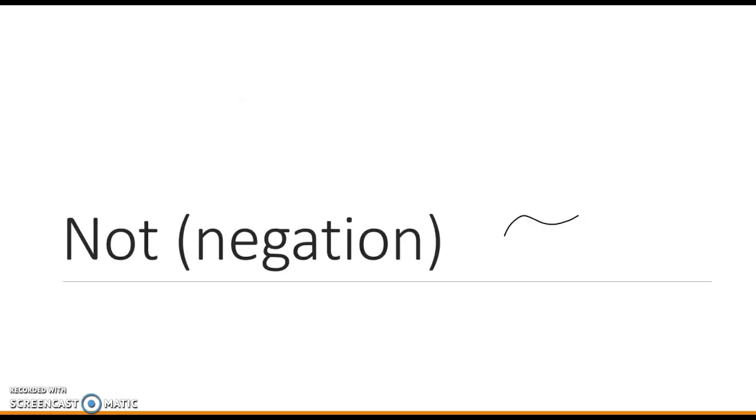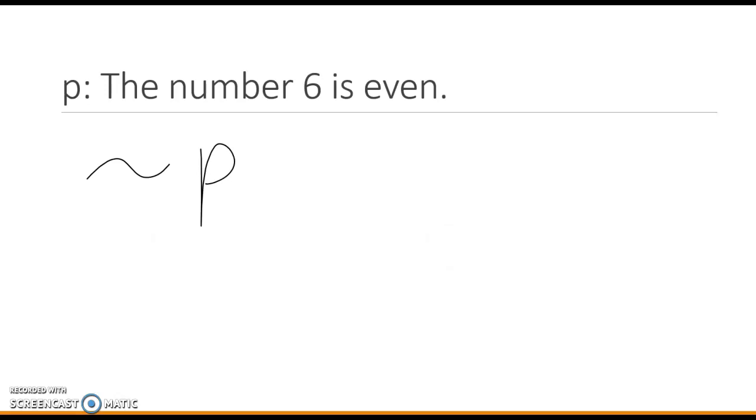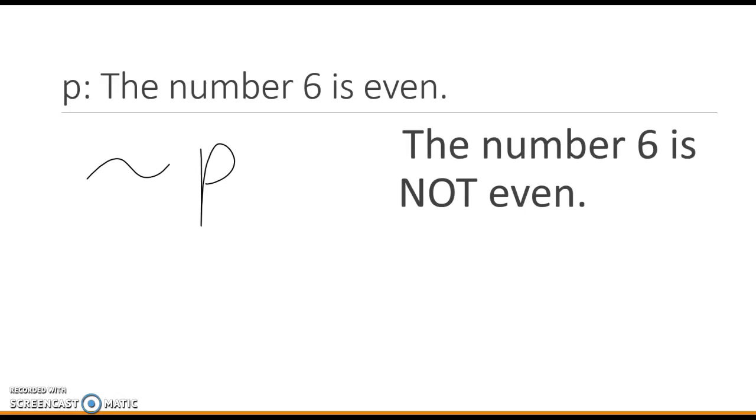Our last one is the negation, or the not piece. It's this little squiggly thing in front of our letter. If the P statement is the number 6 is even, then the negation of that would be not P. That's how we would read that symbol, this wavy thing, not P. So that's simply the number 6 is not even.